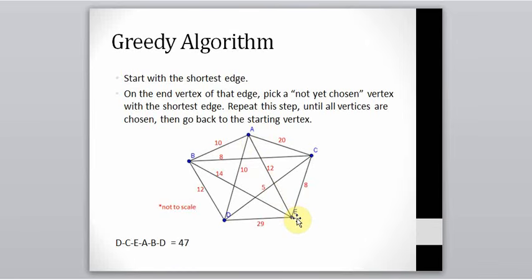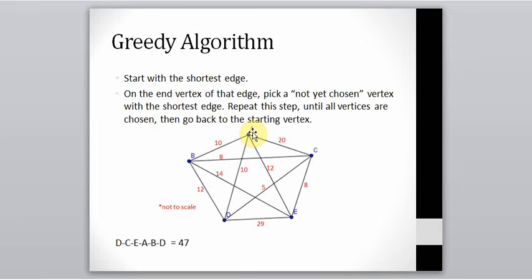E to B, that's 14. E to D is 29. So the shortest here is this 12. So that means from E, you will go to A. So from E to A. So we are now on A.